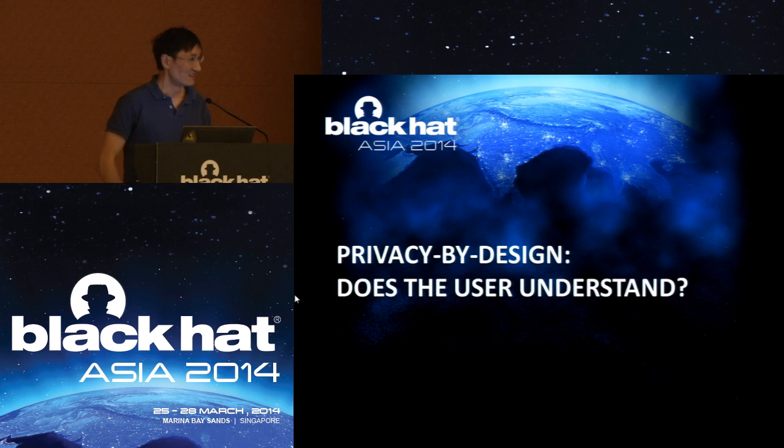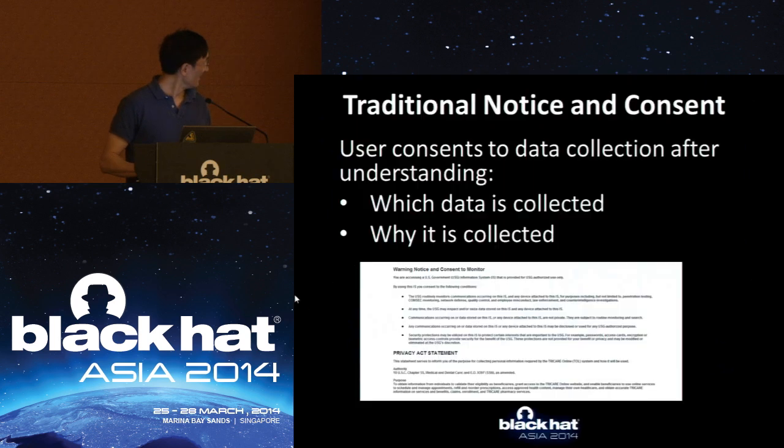Finally, there's the topic of does the user understand? This is the last guideline on privacy by design. The traditional model or framework for privacy is that you explain to the user what you're collecting, and he says, okay, he consents. This is called notice and consent. Often it's implemented by a little privacy link on some web page, and if you click on that link, you get something like this.